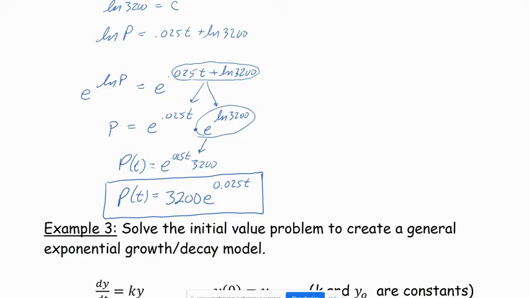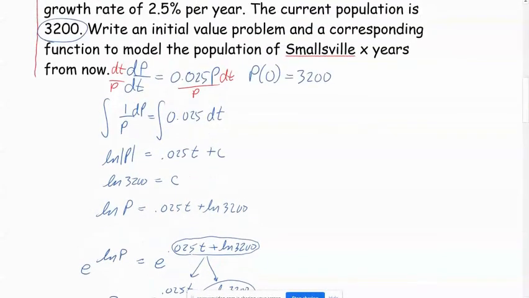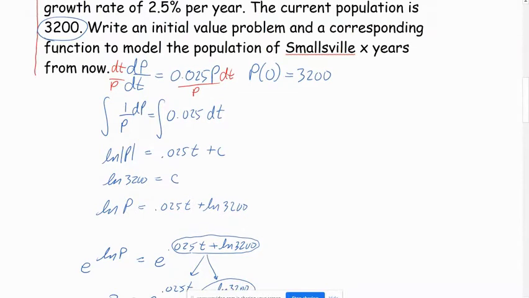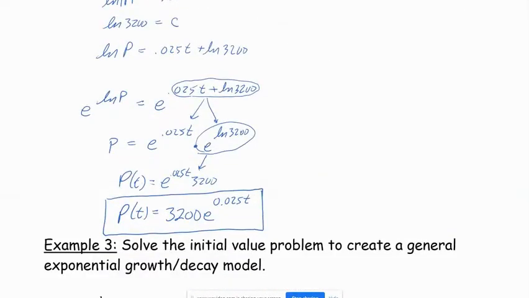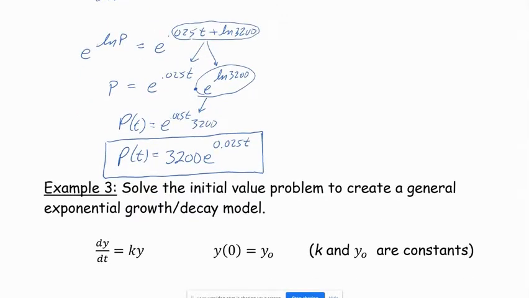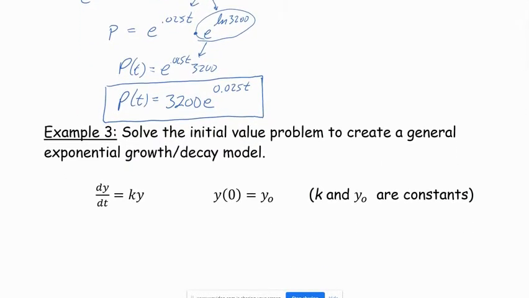So now we have a function that we could use to predict the population at any time. And that's exactly what the question was asking: write a function to model the population x years from now, or it should be, actually I used t, t years from now. You could change those to x's if you wanted to.